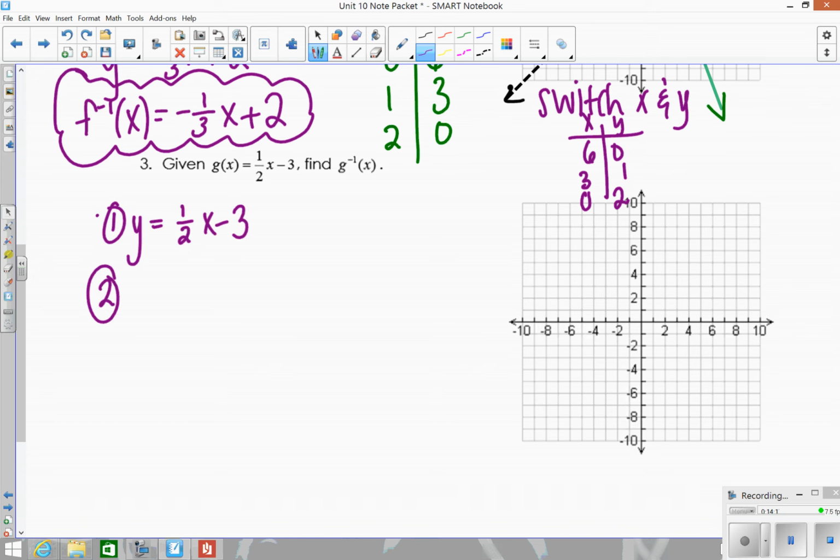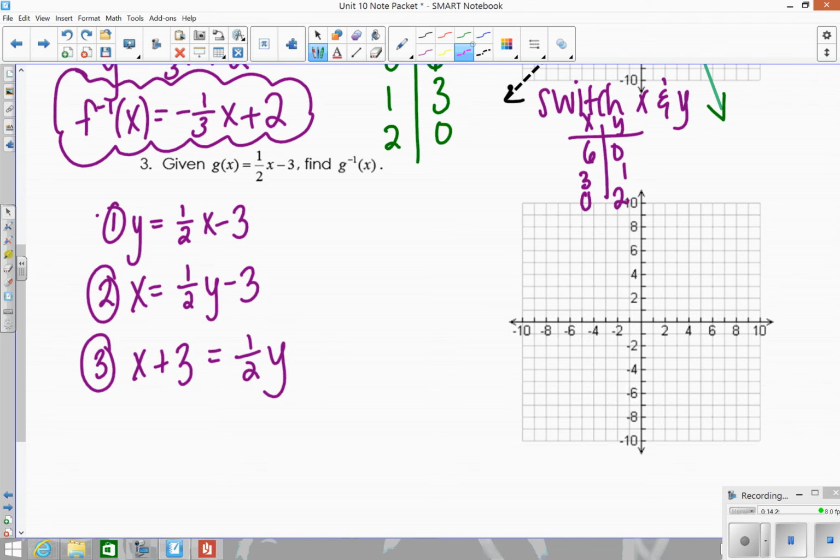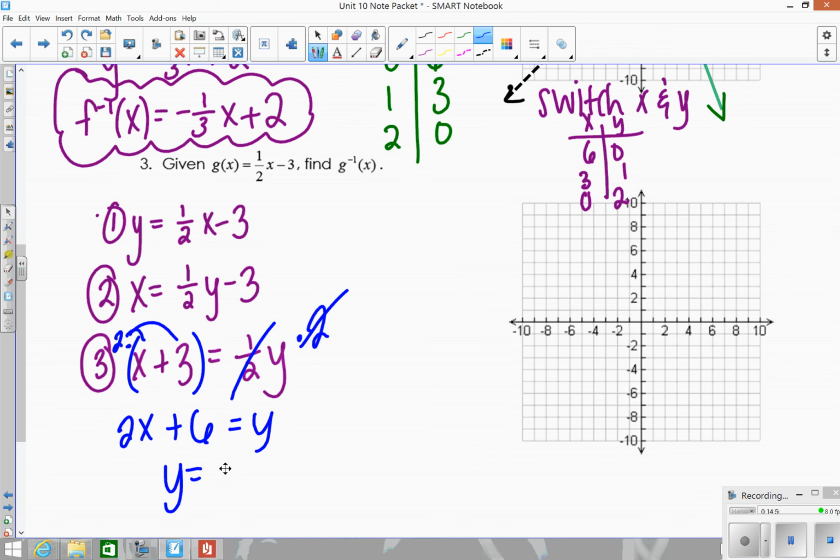We're going to swap x and y. Then we're going to solve it for the new y. So we're going to bring that 3 over, so add 3. We get 1/2 times y. So in order to get rid of the 1/2, you're going to multiply both sides by 2. Just remember, whatever's in the denominator, multiply everything by that denominator. It'll cancel them out. And just make sure that you distribute that 2 on the left-hand side. So you get 2x plus 6 equals y, or y equals 2x plus 6.